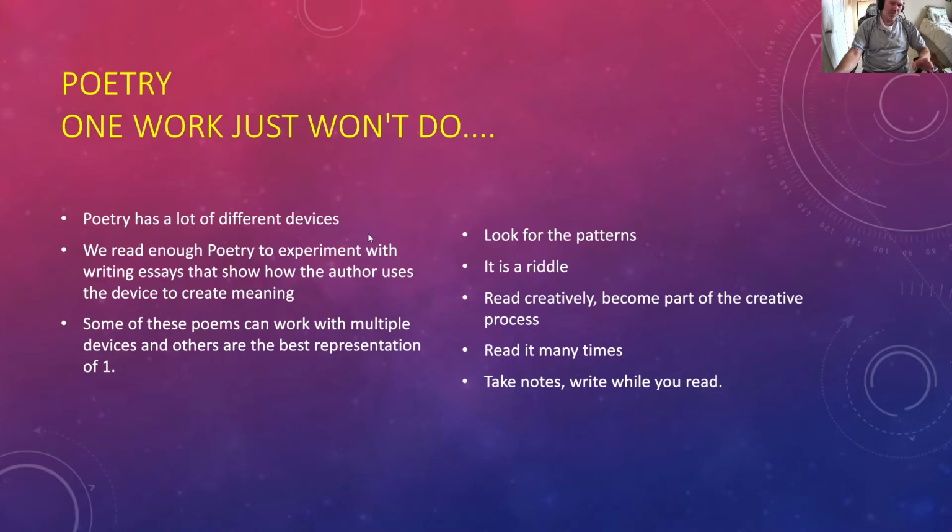Poetry has a lot of different literary devices, poetic devices. We read enough poetry to experiment with writing essays that show how the author uses the device to create meaning for each of the different devices. Some of these poems can work with multiple devices, and others are the best representation of one. Like, you can't find very many that are a good representation of this device, but this one is a good one.